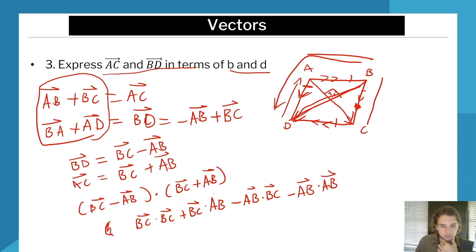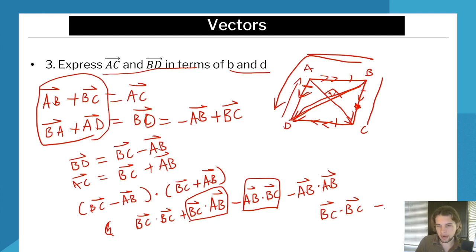Now, we should note that the dot product is commutative. That means that these two are actually the same, or these two are the opposite, sorry. So this is the same as that, and that means we can cancel these two out because this is subtracted by that. So we end up with BC dot BC minus AB dot AB.